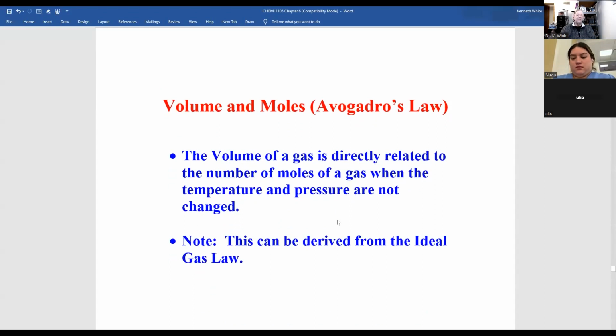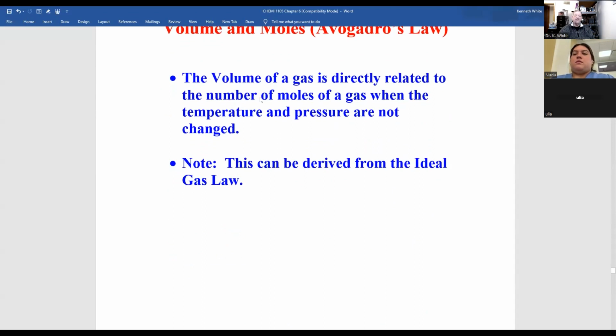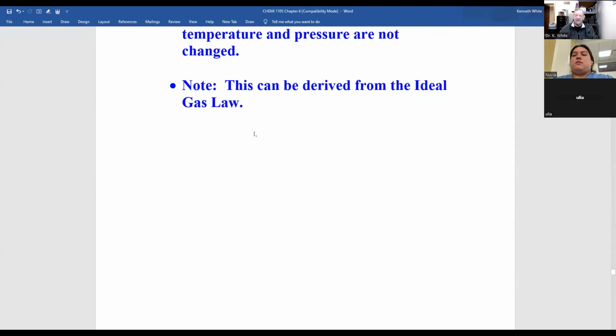All right, now turn the switch off for the next couple slides. There's something called Avogadro's law. Ooh, I've heard that name before, Avogadro's number. That's because he investigated the relationship between volume of a gas and moles. And the volume of a gas is directly related to the number of moles of a gas when temperature and pressure are not changed. This can be derived by the ideal gas law, which I will teach you today.